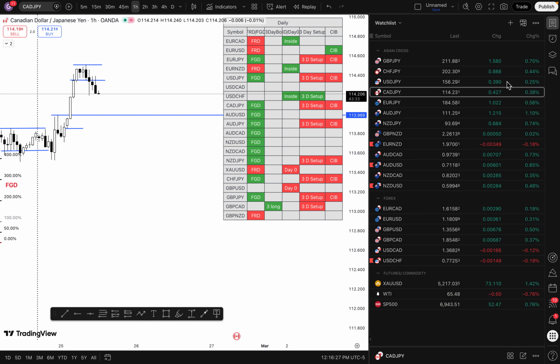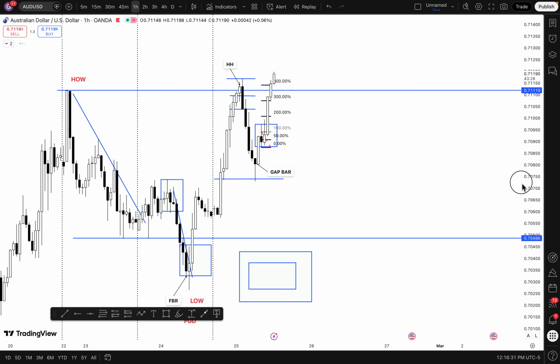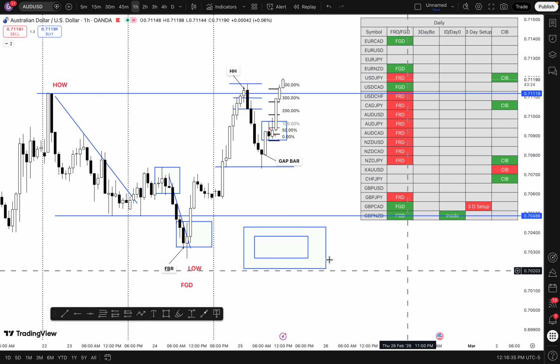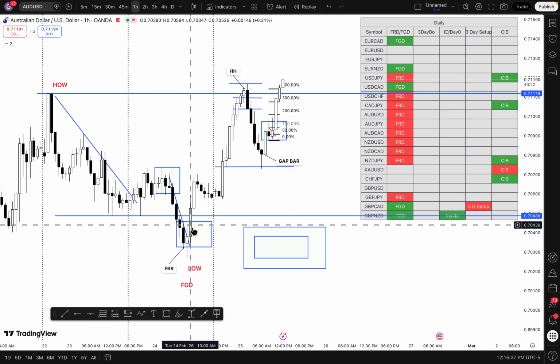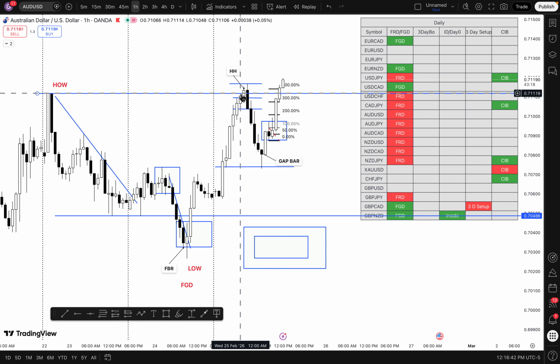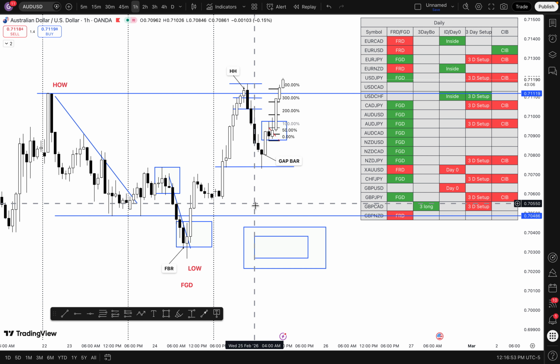Aussie USD. Aussie USD is an FGD. Yesterday, while teaching traders, we went long. I went long. This long took me all the way to Monday's high. But knowing how the market works on an FGD and understanding the rules and guidelines of the FGD, higher highs must be made for a dump and pump.